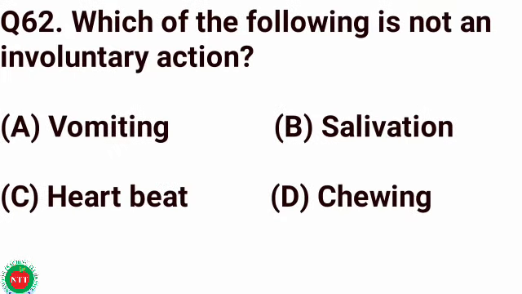Question number 62. Which of the following is not an involuntary action? Vomiting, salivation, heartbeat, chewing. Three of these happen by themselves, but chewing has to be done deliberately. Option D is the right answer.